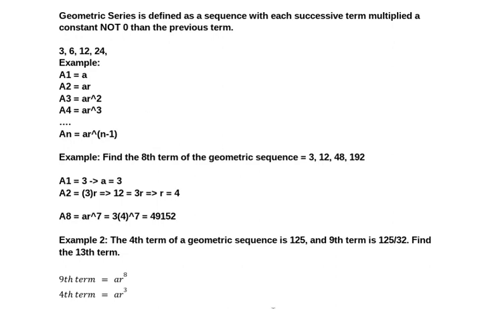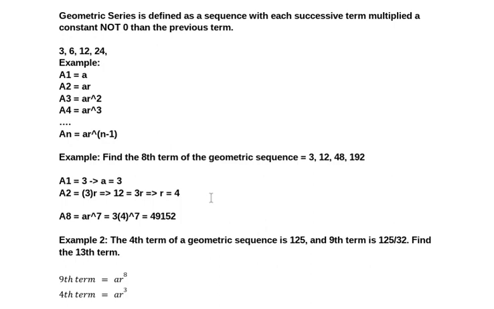We are required to find the eighth term of a geometric sequence. In this case, it is going to be 3, 12, 48, 192. So as we can see, 3 comes first, so the first term is going to be 3. A2, on the other hand, equals 12. So 3r is equal to 12, so r is equal to 4.